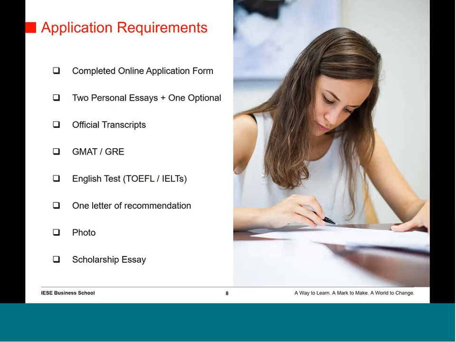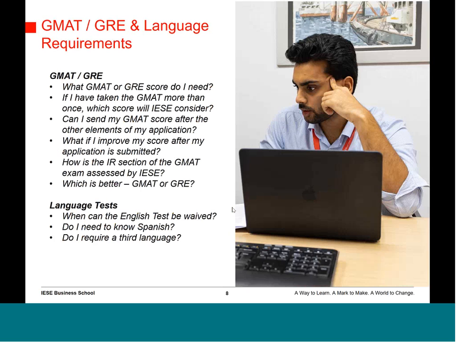So I'm going to talk a little bit more about the requirements for the GMAT and GRE tests and also the language tests, as we often get quite a lot of questions about these. So here are some of the common ones. Our average GMAT, as I mentioned, is 681, but we definitely accept a range. High scores do not guarantee admissions, and low scores do not automatically mean that you won't be admitted. But to have a competitive profile, I would suggest as close to the average as possible. And if you're targeting a scholarship, a higher score can definitely strengthen your application.